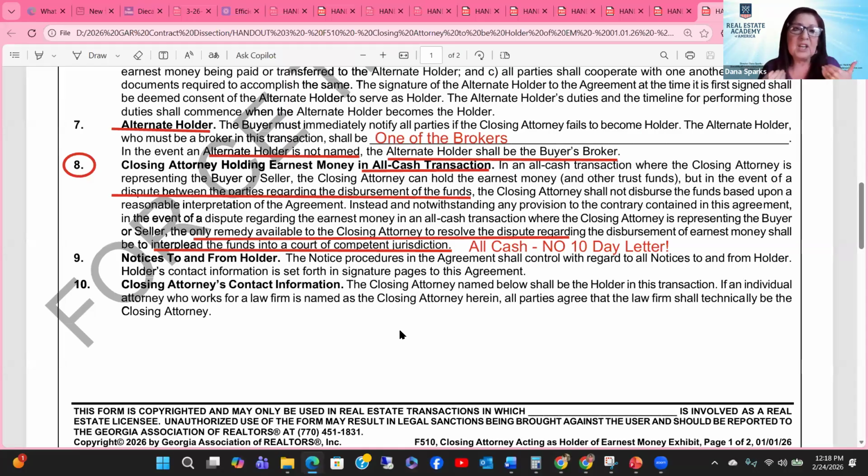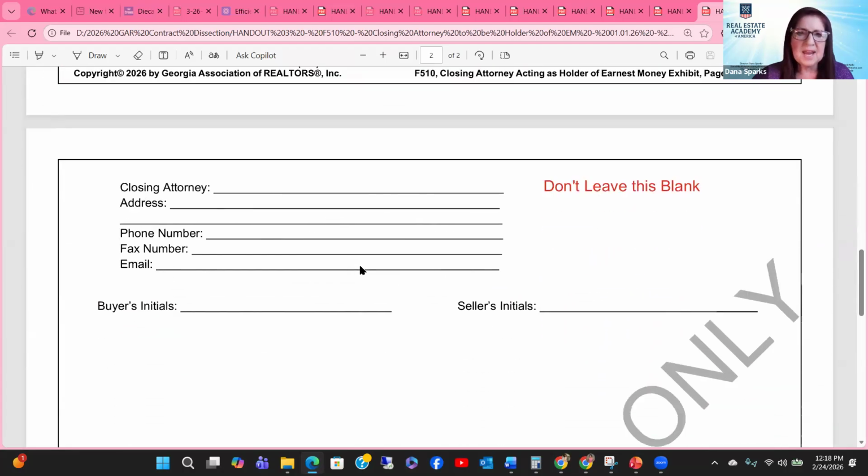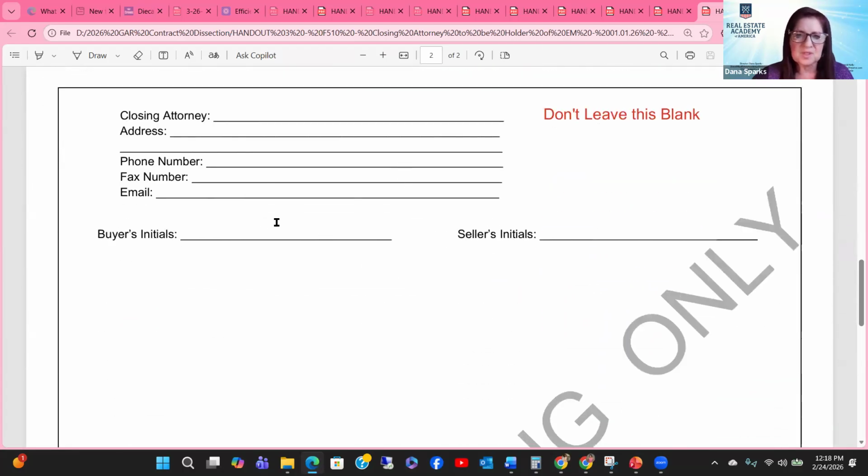A broker can do a 10-day letter and disperse the earnest money. All cash transaction, they don't agree on a TNR. The closing attorney as holder cannot do a 10-day letter. It has to go to court. You have just engaged your public in a lawsuit. Don't do it. Think twice about an all cash transaction with the closing attorney as holder. And then you name, don't leave this blank, the closing attorney, and so forth.